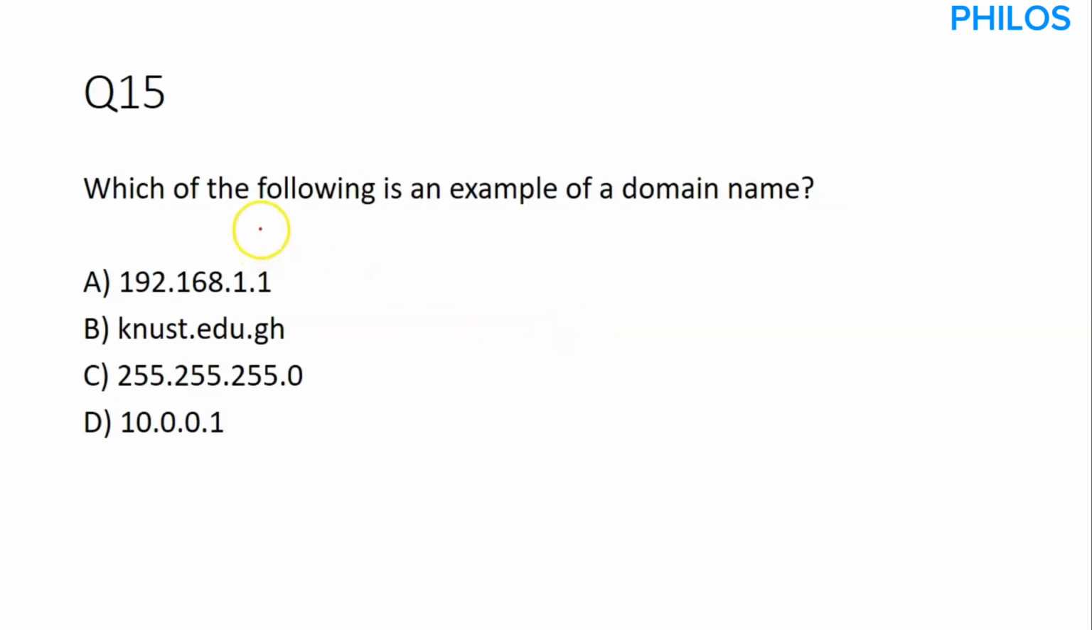This question says, which of the following is an example of a domain name? The correct answer to this is knust.edu.gh. This is an example of a domain name, okay, like elections.com.